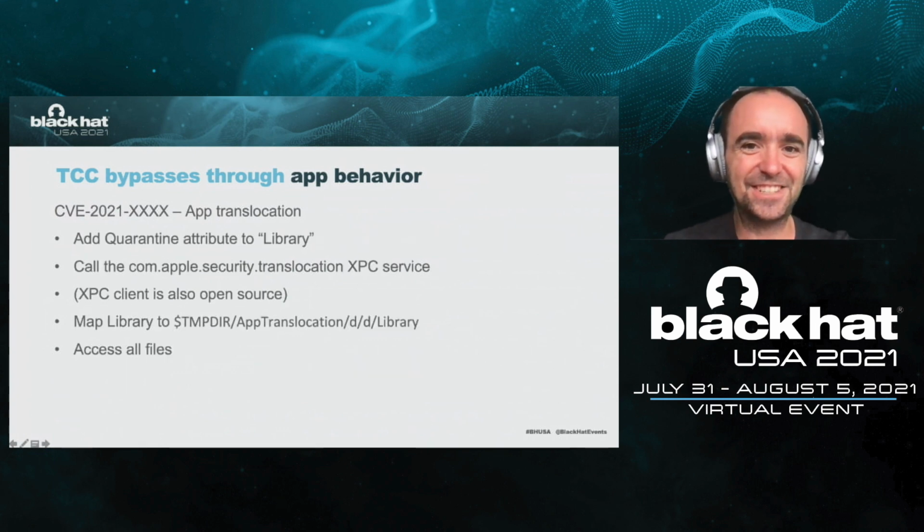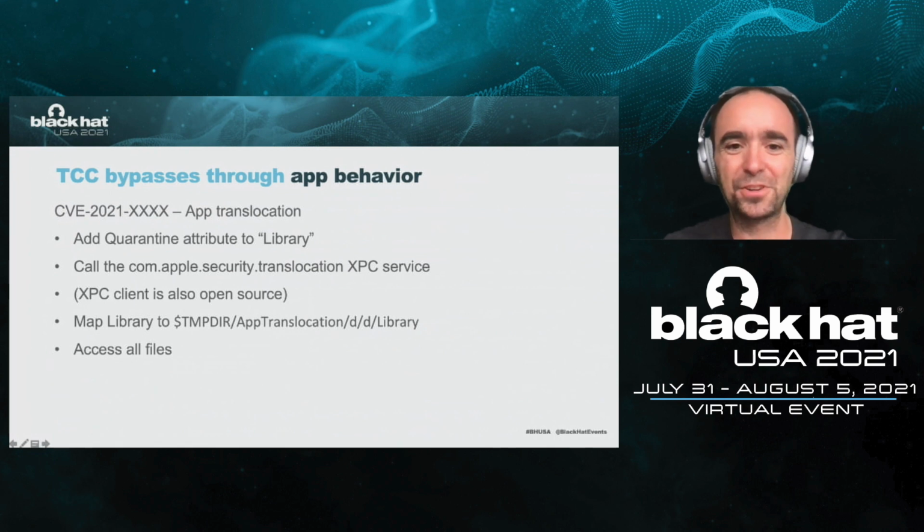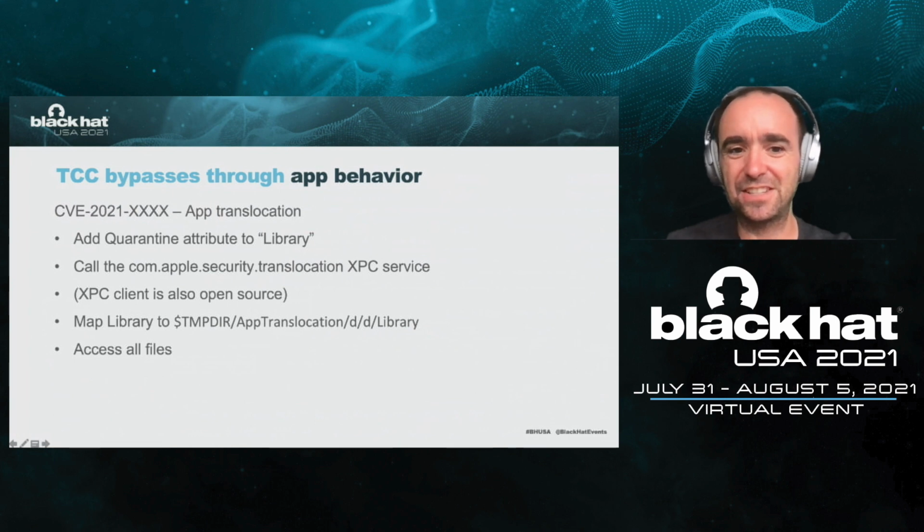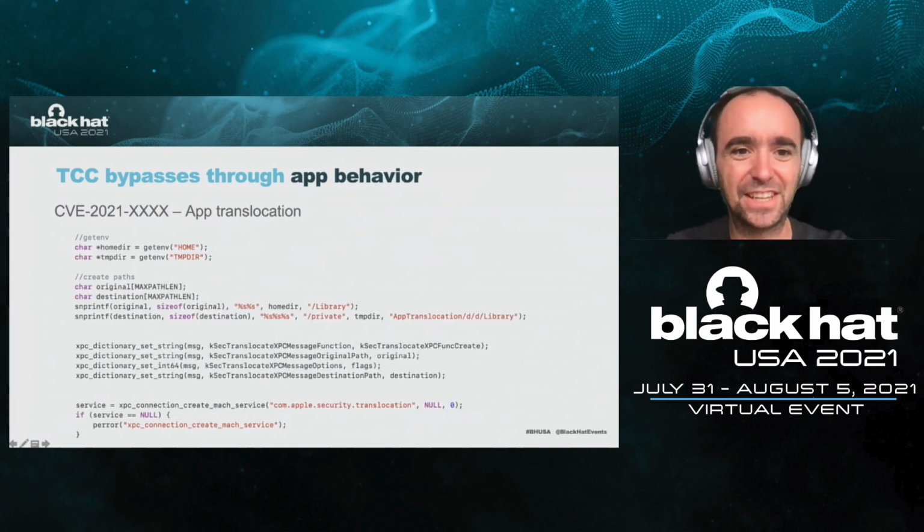So what we do in this case to exploit this behavior, we add a quarantine attribute to our Library folder. For example, we can do it with other folders as well. And then call the Apple security translocation XPC service and basically ask the translocation service to translocate the Library folder. And it will happily do that and map it to the tempdir AppTranslocation/d/d/Library. And through that mount, since that path is not under TCC protection, we can access, again, every private file, again, read-only, but it's a bypass. Here we can see a snippet of the exploit.